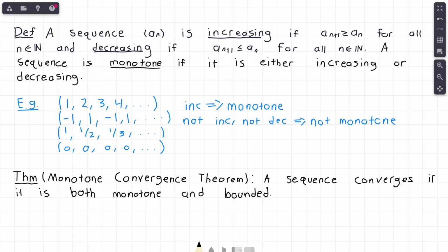All right, let's look at the third sequence: 1, 1/2, 1/3, and so on. Well, each successive term is smaller than the previous one. So this sequence is decreasing. And therefore it is monotone.